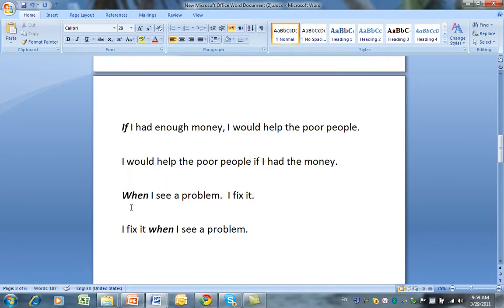Subordinating conjunction of time. When? When I see a problem, I fix it. Clearly, comma. I fix it when I see a problem. Again, it's important to notice that when you start with the subordinating conjunction, you put a comma after the first part. But when it is in the middle, you don't need it.